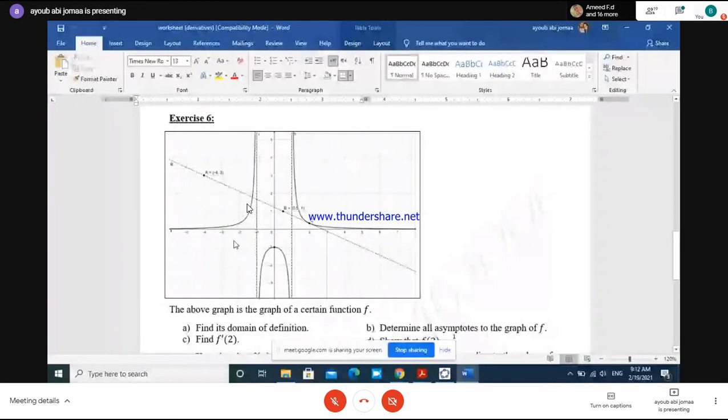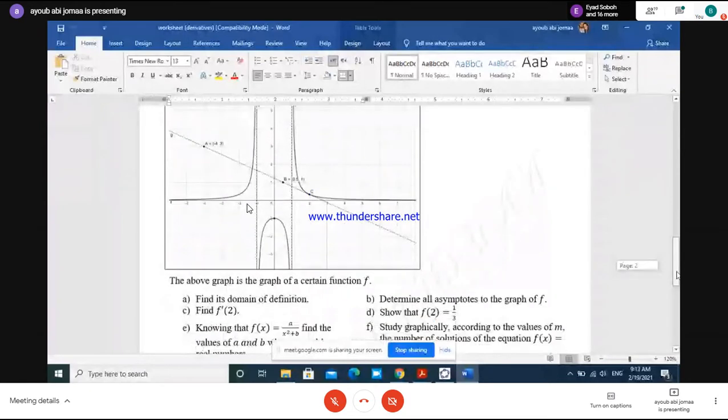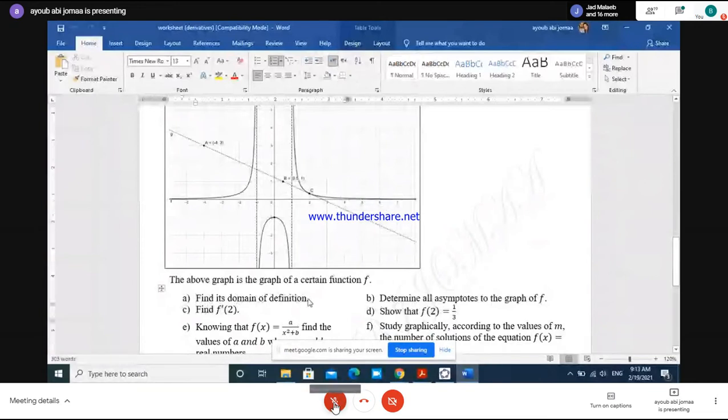Part 1, and of course here from the graph you are going to have some information, and you are going to analyze the graph. You'll see how. Part 1: find the domain of definition of the function, as we did, if you still remember, in the first lesson before the limits. Same idea.